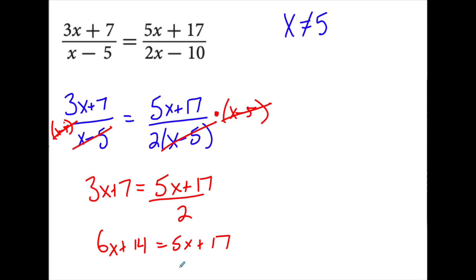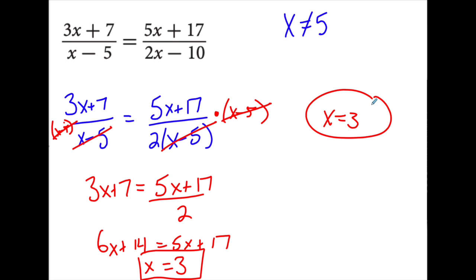And I'll solve from there. So I'll subtract 14, and I'll subtract 5x. I get x equals 3. I check, is it an excluded solution? No. So the final answer is x equals 3.